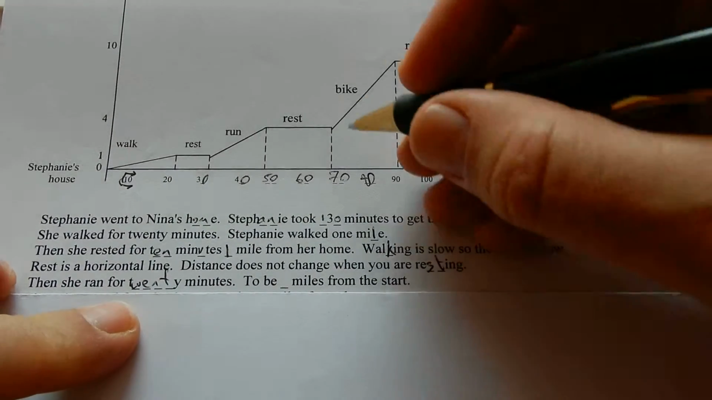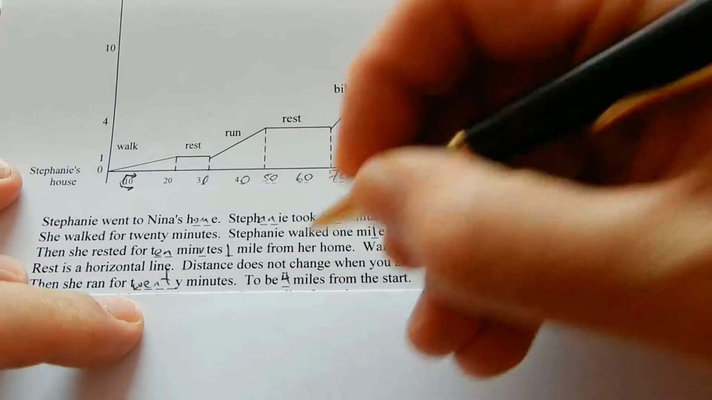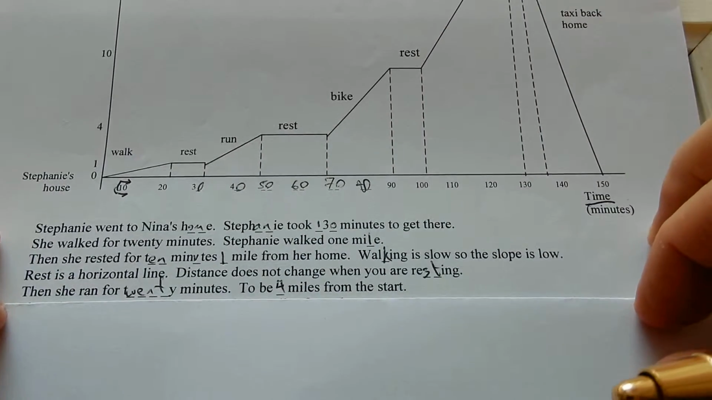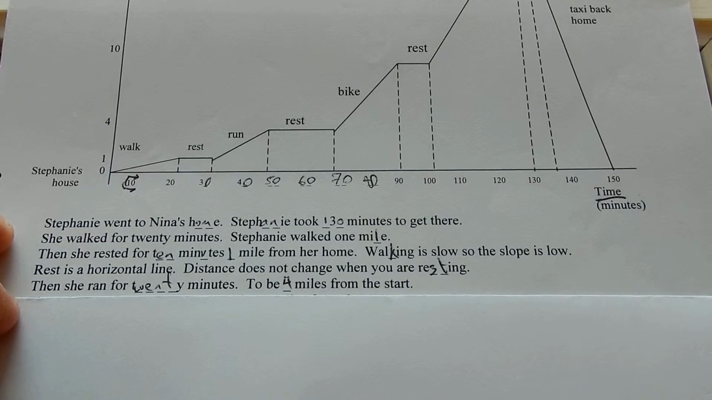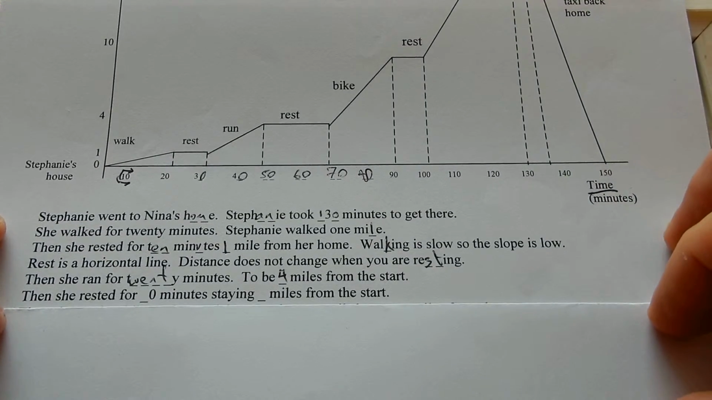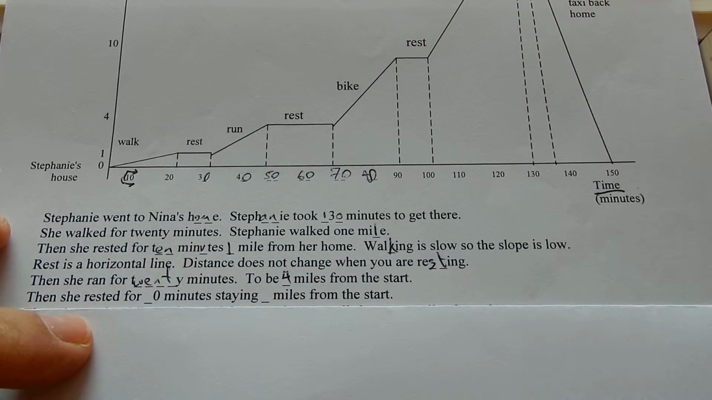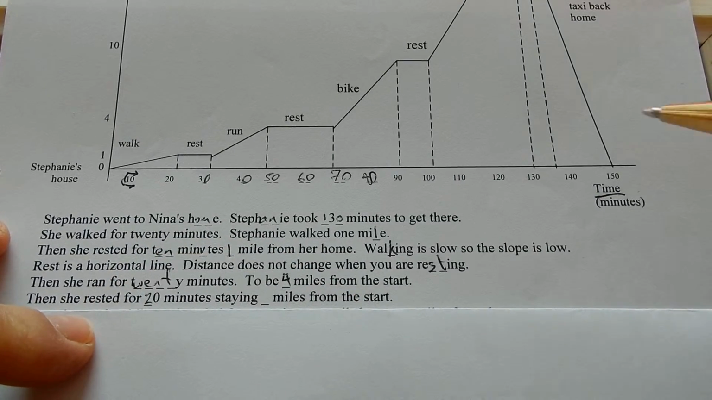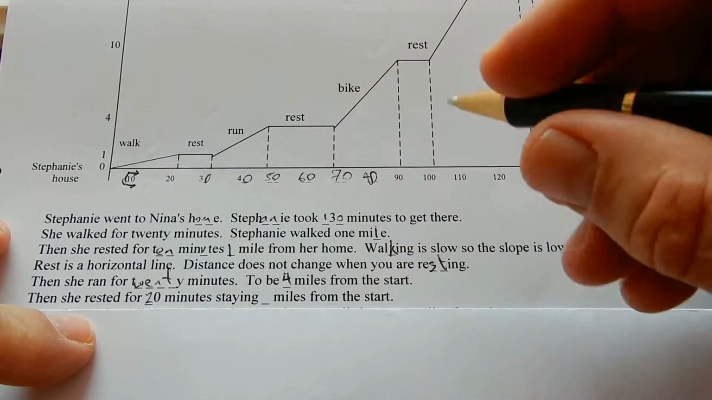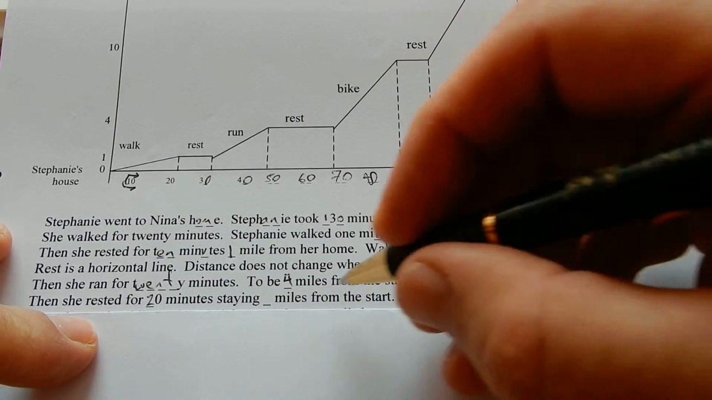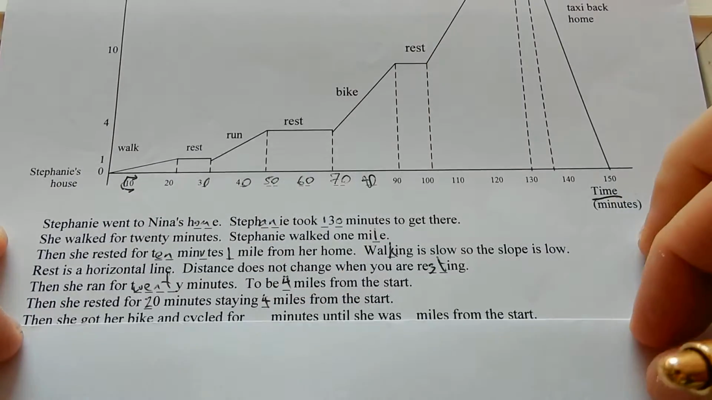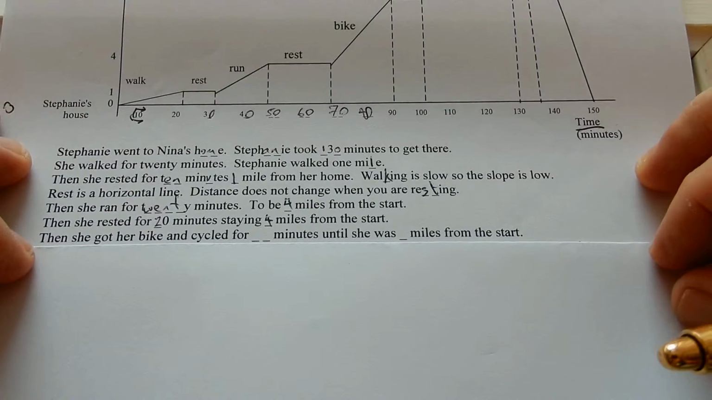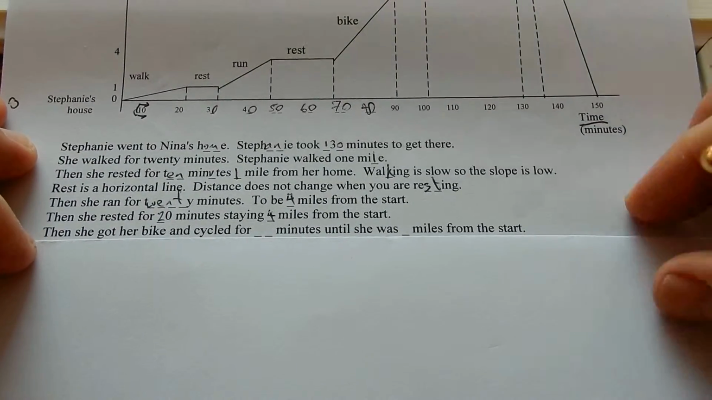To be how many miles from the start was it? 4. After she ran for 20 minutes. Then she rested for how many minutes? 20 minutes. Staying 4 miles from the start. Then she got her bike and cycled for how many minutes?